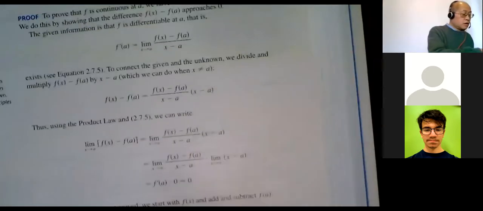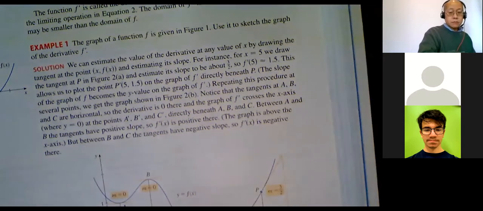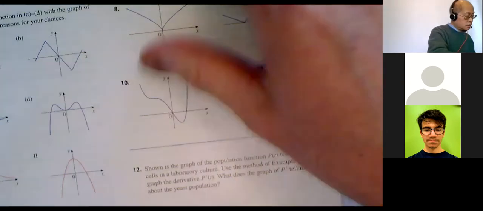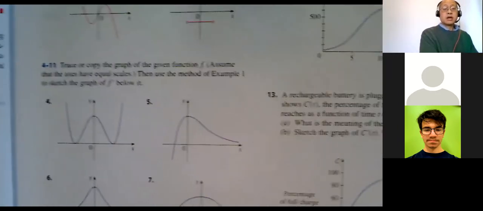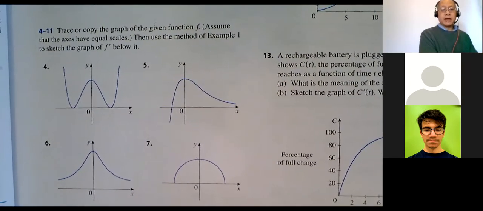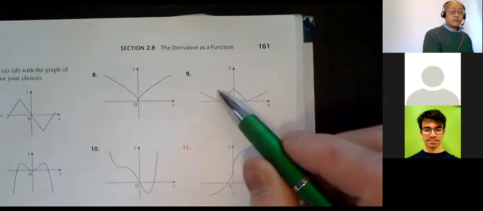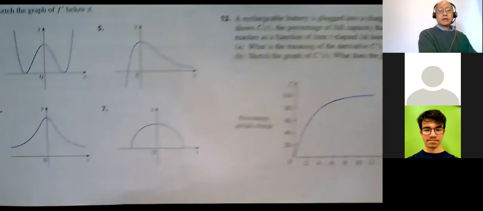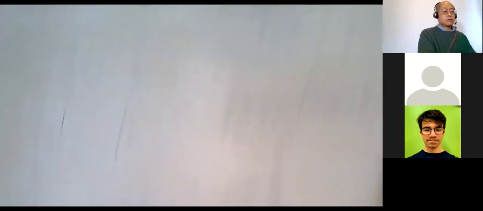All right, now some more of these kind of graphs. Back to 2.8, stuff like number 7. Trace or copy the graph of the given function and then try to graph f prime below that. I did number 9, where you all have constant slopes. We said that was -0.5, +1, -1, +0.5, something like that. Number 7 is a little bit harder. It's a semicircle. So what do I do there?